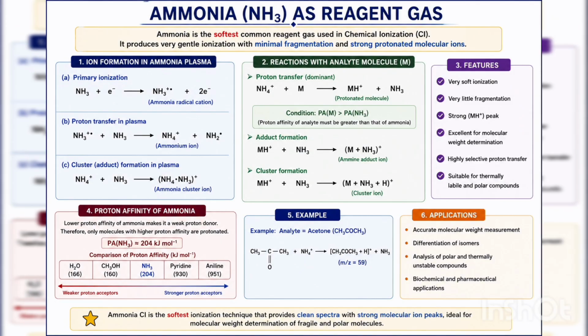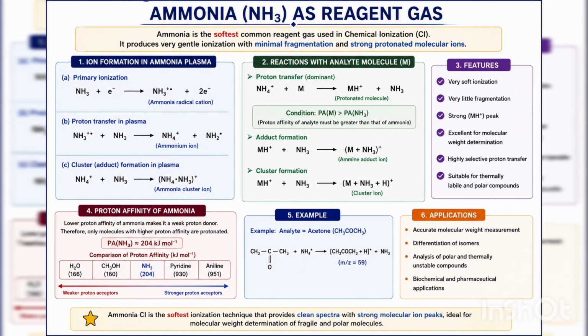Ammonia can also produce cluster ions. Because ammonia CI is very soft, it usually gives very little fragmentation, strong molecular weight related ions, and good molecular mass determination. Therefore, ammonia is particularly useful when we want to preserve the molecular ion information.